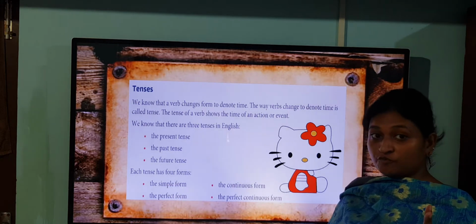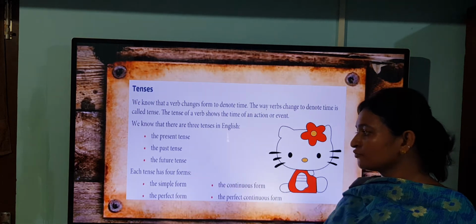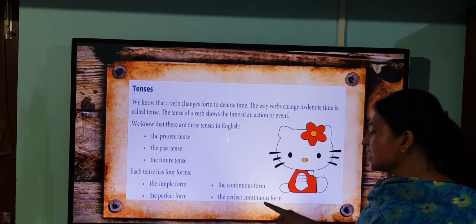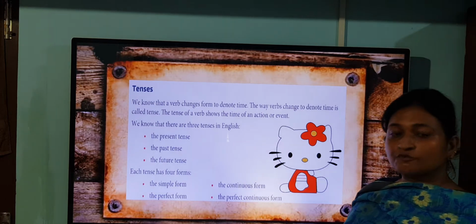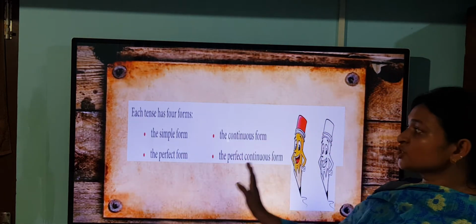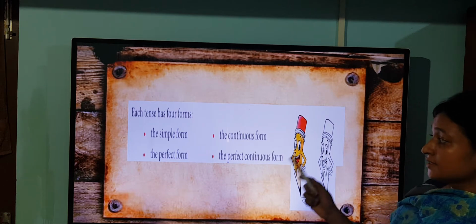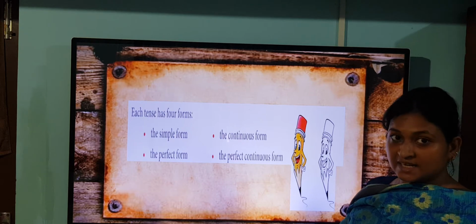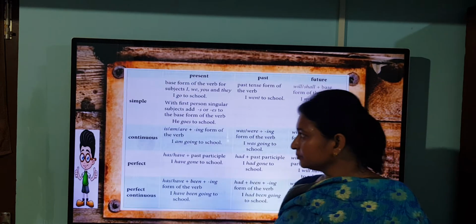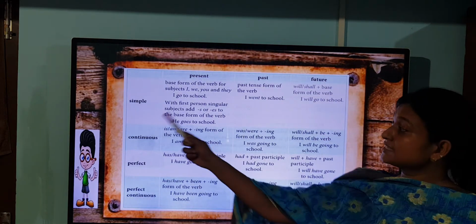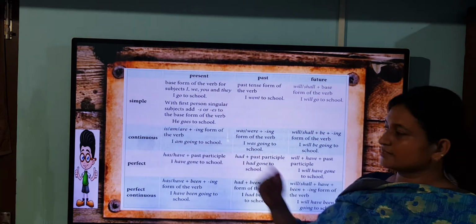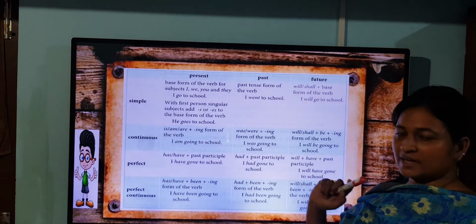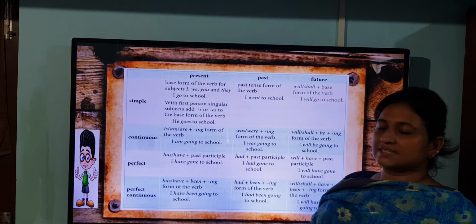Each tense has four forms. All these three have four forms: the simple form, the perfect form, the continuous form and the perfect continuous form. Each of these has these four types of form, which we are going to study in detail in this session. So let's begin with simple present tense. Then we'll be doing simple past tense, simple future tense. Fine. So let's begin with simple present tense.